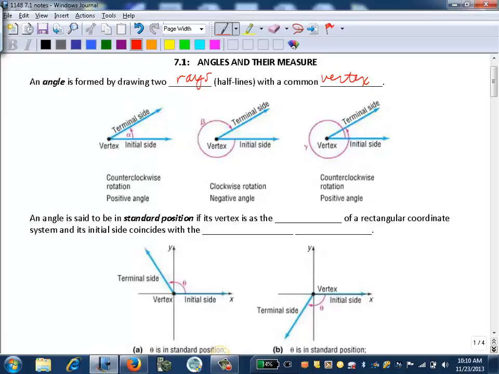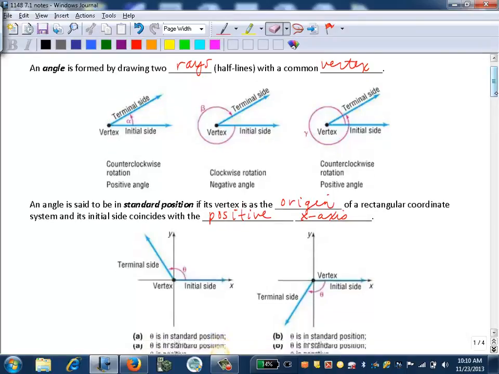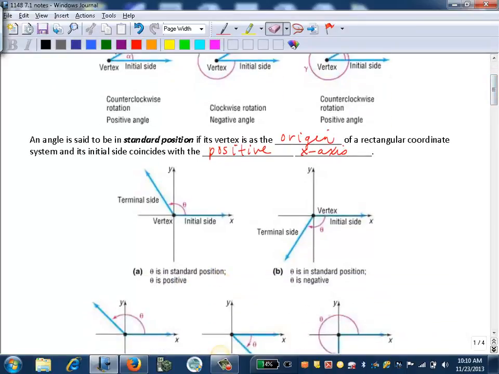An angle is said to be in standard position if its vertex is at the origin of a rectangular coordinate system and its initial side coincides with the positive x-axis. Okay, so here's our initial side on the positive x-axis. We rotate through this angle theta, that's the Greek letter theta, and here's the terminal side. Since we rotated counterclockwise, we know that this is a positive angle.